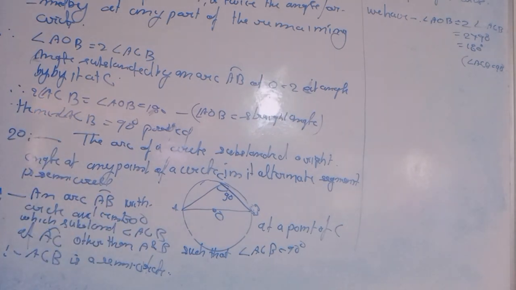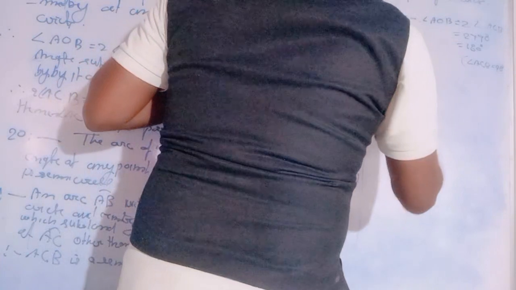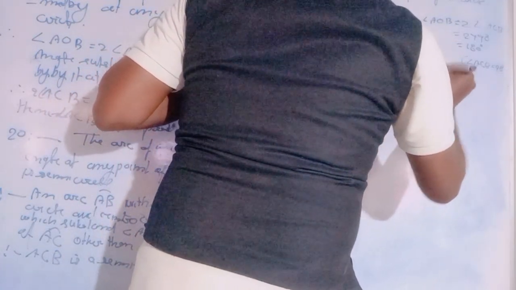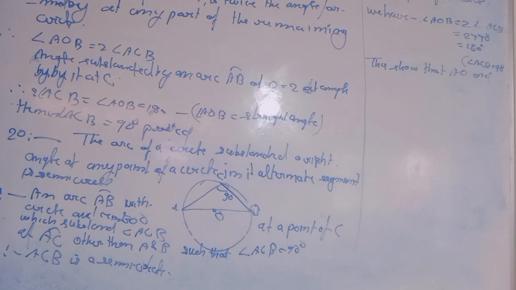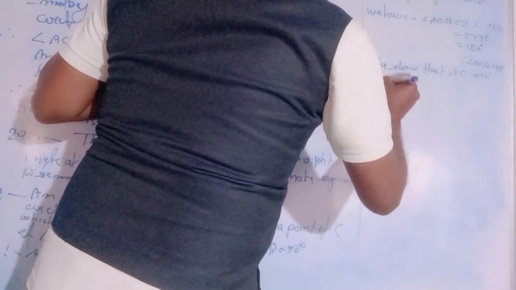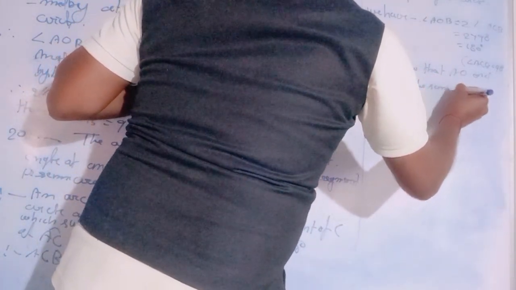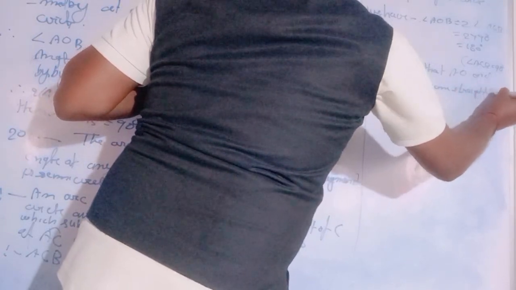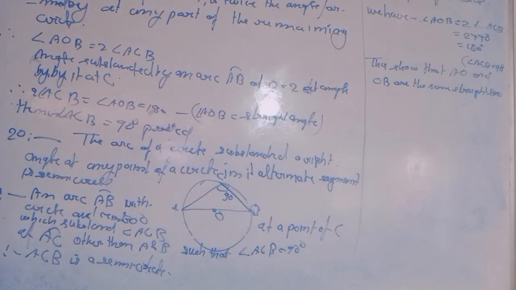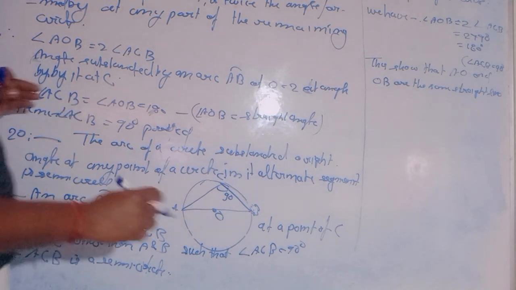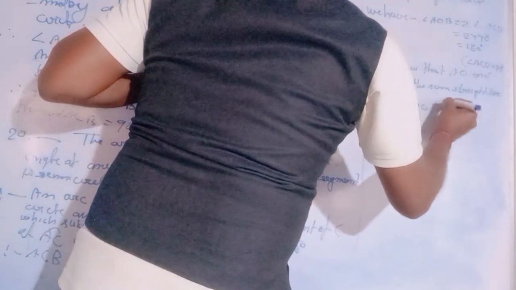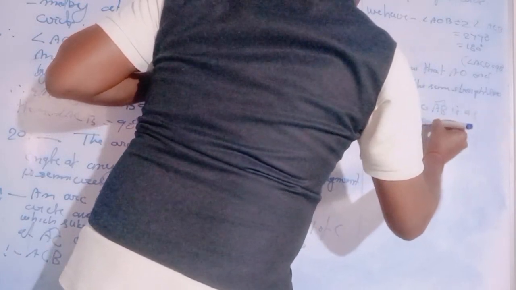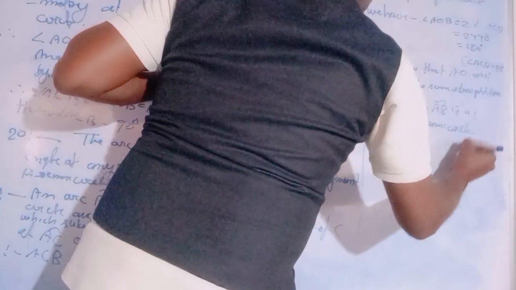On the basis of that, AO and OB are the same straight line. Hence, we can say that arc AB is a semicircle. Proved.